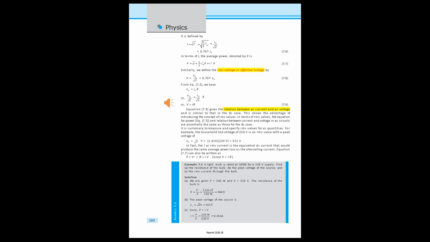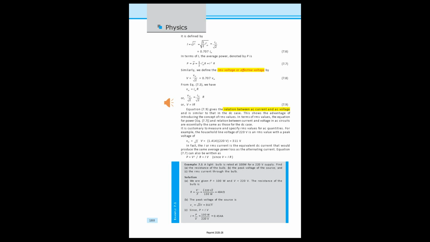It is customary to measure and specify RMS values for AC quantities. For example, the household line voltage of 220 volts is an RMS value with a peak voltage of Vm equal to root 2 times V, that is given by 1.414 into 220 volts, that is equal to 311 volts.